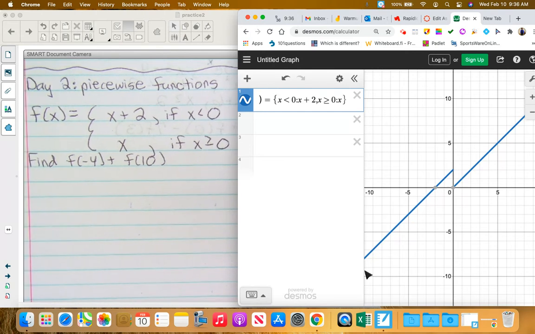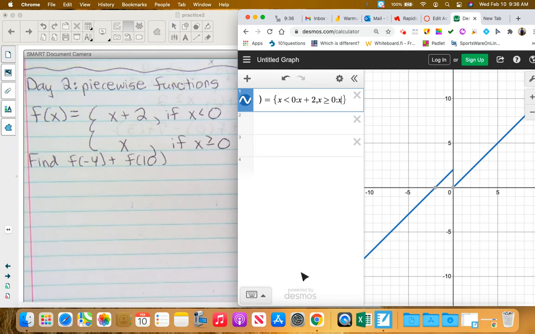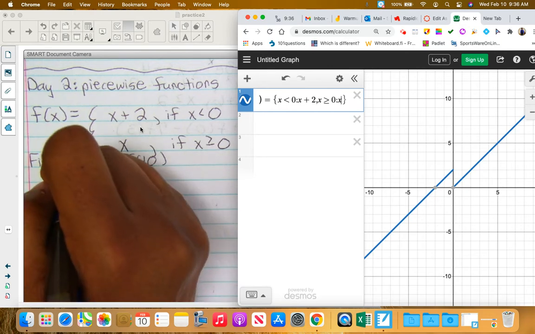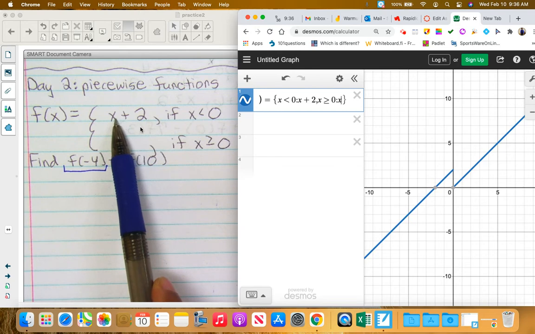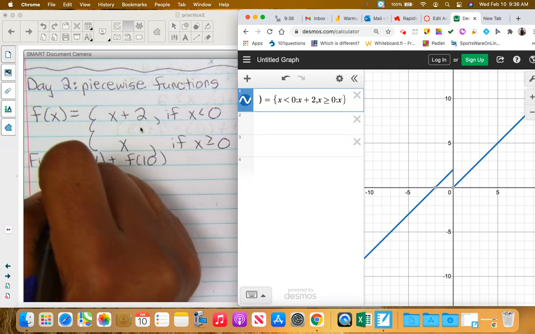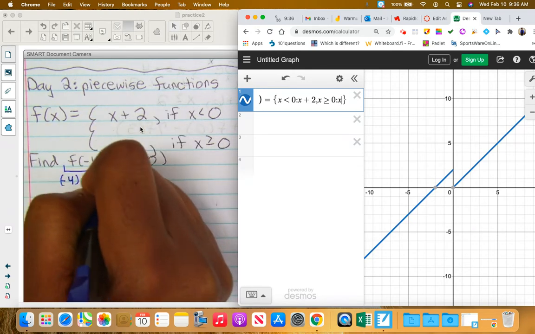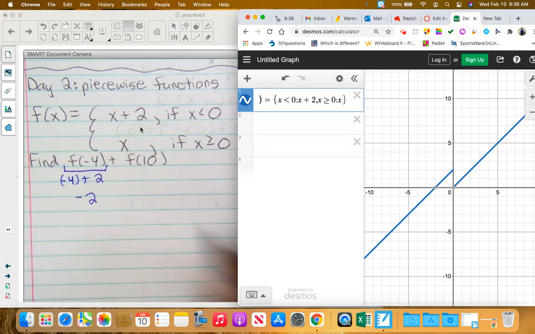So the problem over here, and I'll leave it there, we want to find f of -4 plus f of 10. So I need to figure out which section -4 goes into and which section 10 goes into. So -4 is definitely a number that is less than 0. So we're actually going to be substituting this into the top section of my graph. So I'm going to do this part. So we'll take -4 and it goes into the top section of my graph. So that's going to give me -4 plus 2, and that gives me -2.